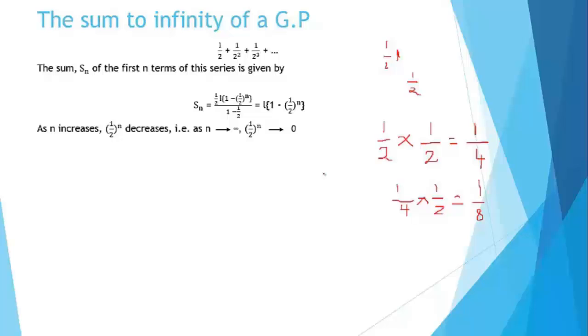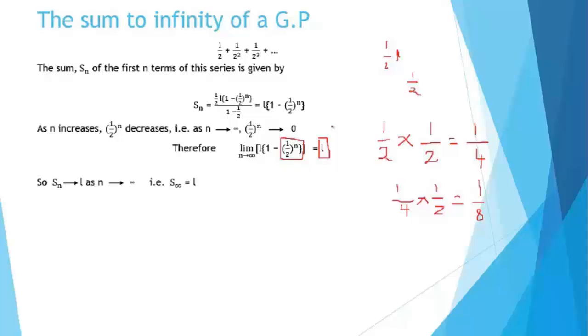So we can write it as the limit of L(1 - (1/2)^n) as n tends to infinity, equals L, because this part of the expression goes to 0 as n goes to infinity. So we get the answer as L. So Sn tends to L as n tends to infinity. That is, S∞ = L.